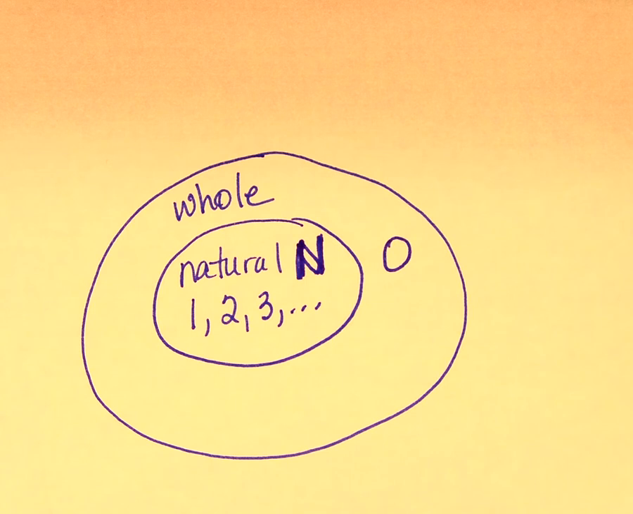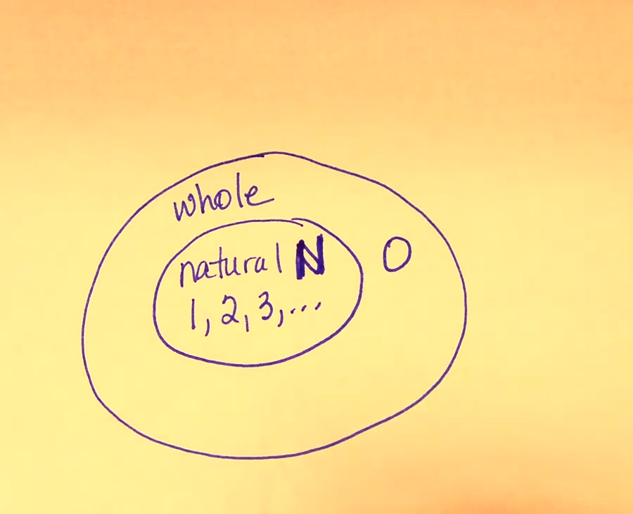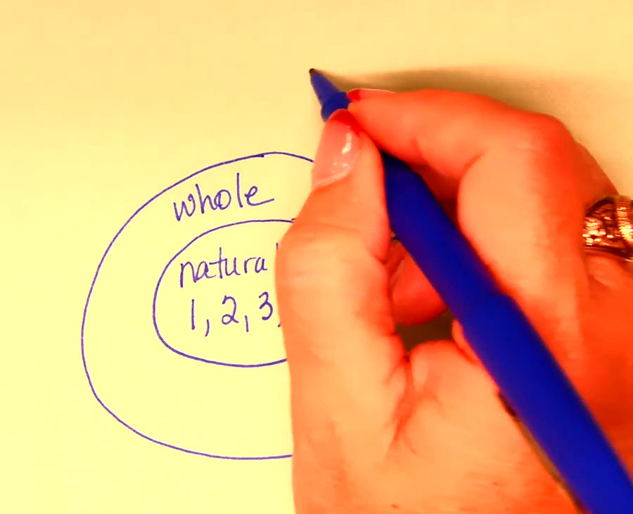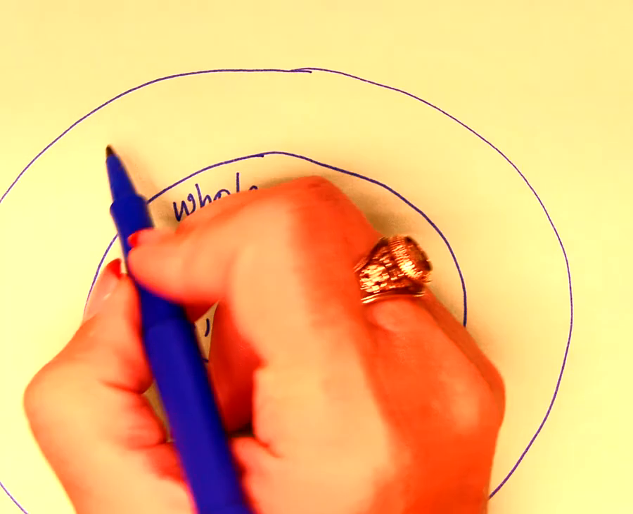Okay? 7 is a natural number, isn't it? 7 is a whole number, isn't it? The only number that is a whole number that's not a natural number is 0. Everybody okay with that? Okay, now including whole numbers and natural numbers, there's another set of numbers called integers.